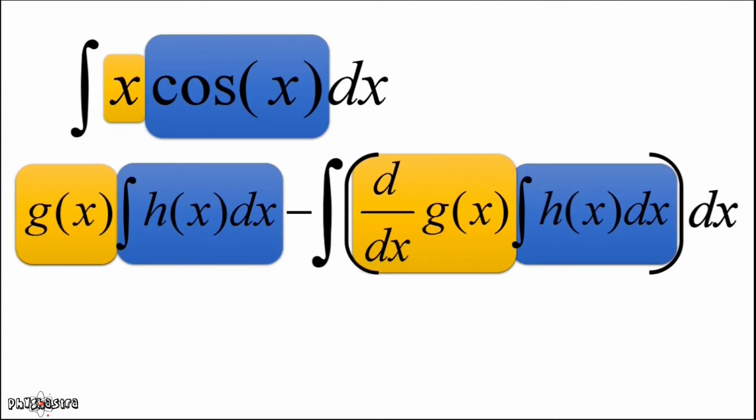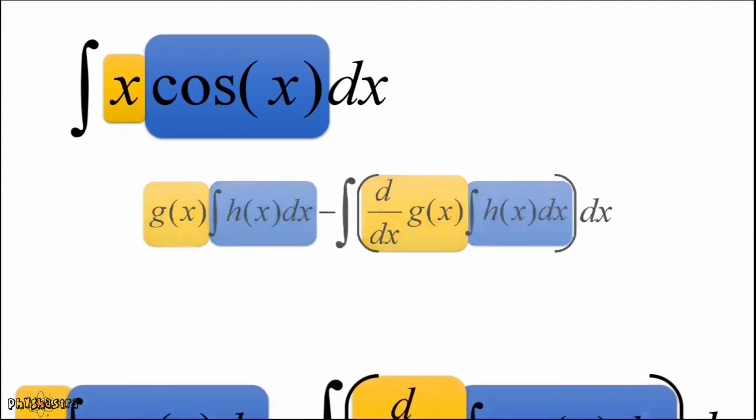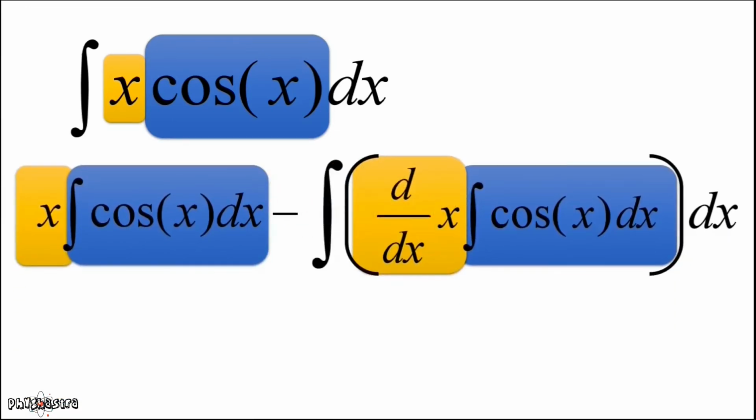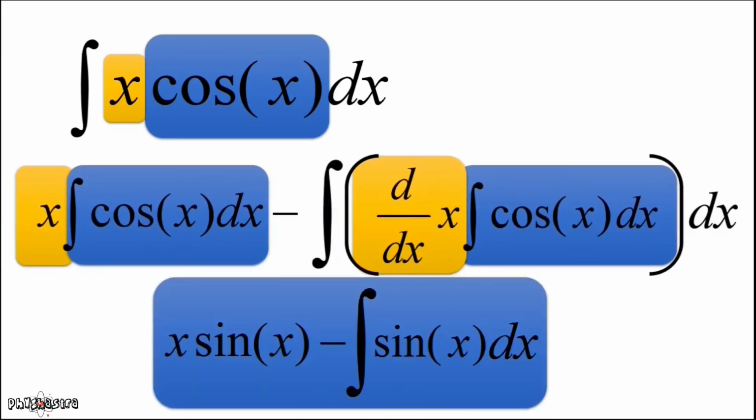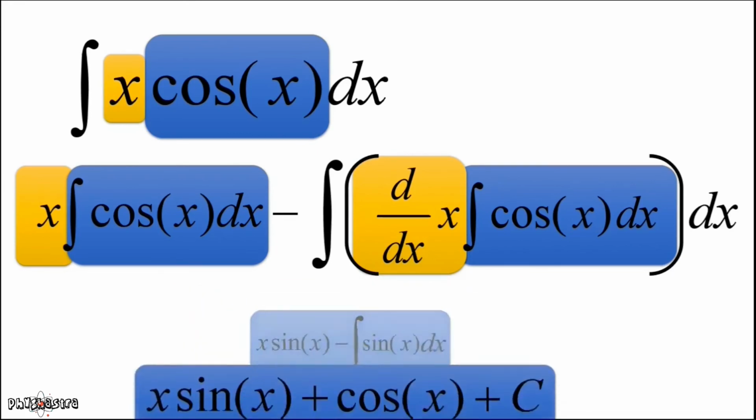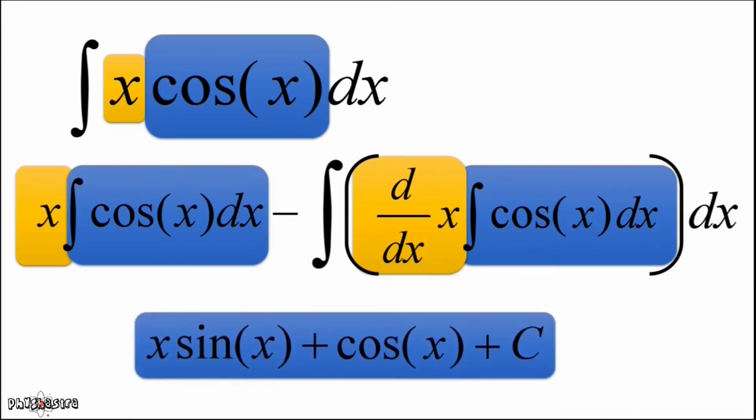So we replace g of x as x and h of x as cos x. Now the integration of cos x is sin x according to the formula. The derivative of x is 1 and the integration of cos x is sin x. We now get the form x sin x minus the integration of sin x dx. We know that the integration of sin x is negative of cos x, so the final form we get is x sin x plus cos x. And this is how integration by parts is done.